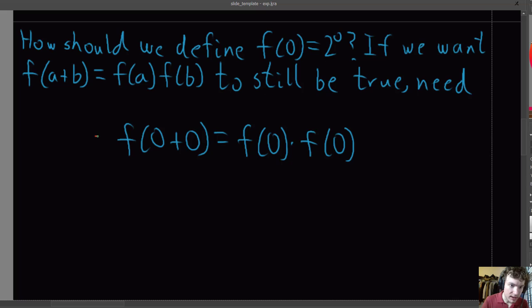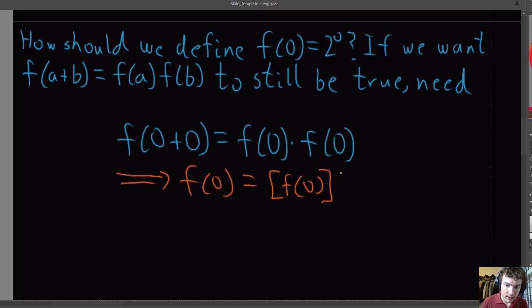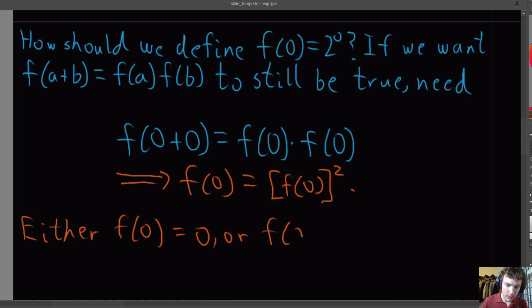So, of course, this thing on the left, since 0 plus 0 is 0, this whole thing simply means that f of 0 equals itself squared, f of 0 squared. So there's two possibilities. Either f of 0 is 0 itself, because then this equation would be true, because 0 equals 0 squared, or if f of 0 is not equal to 0, then we can divide both sides by f of 0. So when I divide by f of 0 on the left, that gives me 1.